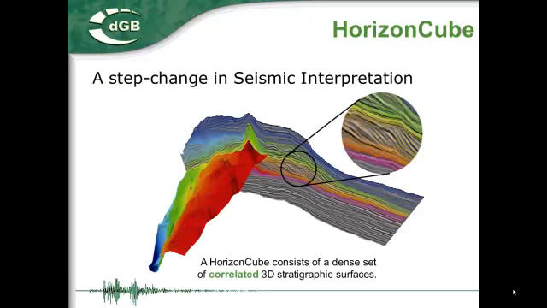HorizonCube is defined here as a dense set of correlated 3D stratigraphic surfaces. Dense, maybe every 4-8 milliseconds apart, I will have a horizon. The keyword here is correlated. I'm not interested in just patches of horizons. I want to have fully grown horizons that I can use to correlate from one position in a volume to another position along geologically meaningful events.